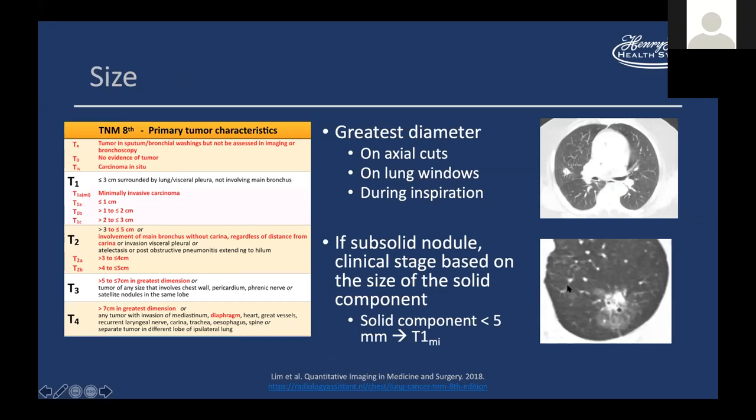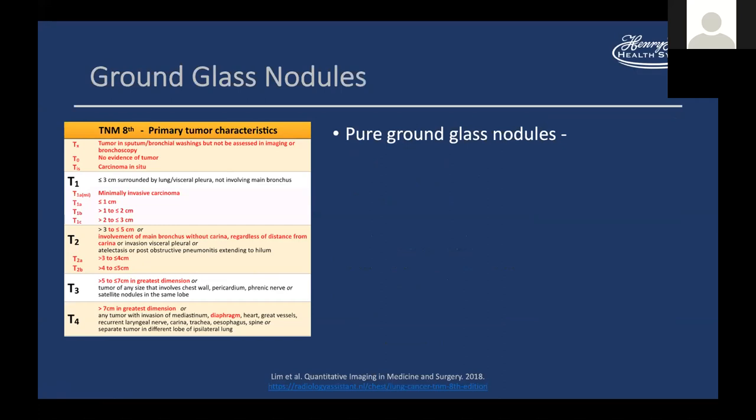And what they recommend is when you have a subsolid nodule, so as you can see here, one with both the solid component as well as a ground glass component, you should measure and stage based off only the solid component, since that had more prognostic indicators on it compared to the whole nodule size when it was subsolid.